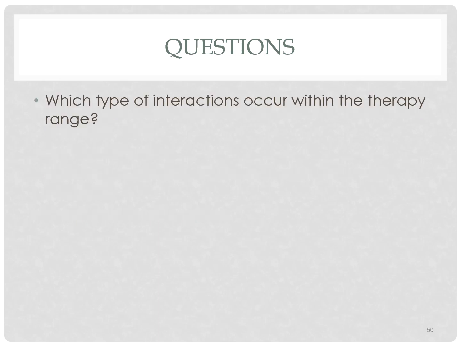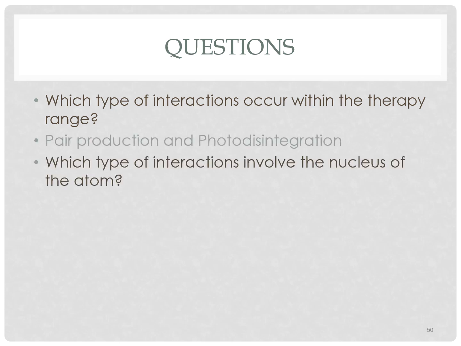What type of interaction occurs within the therapy range? Pair production and photodisintegration. What type of interactions involve the nucleus of the atom? Again, pair production and photodisintegration.